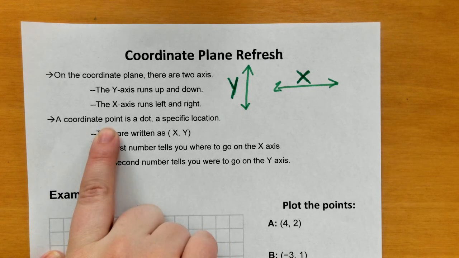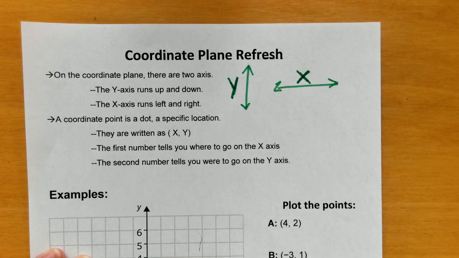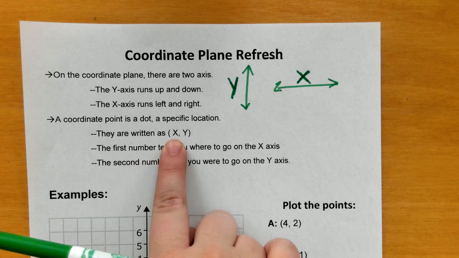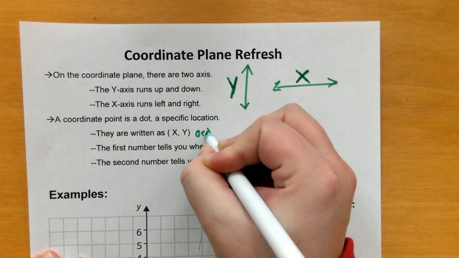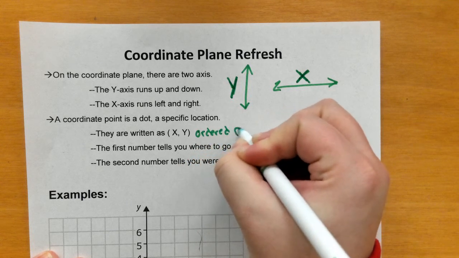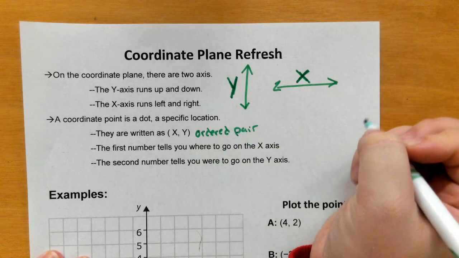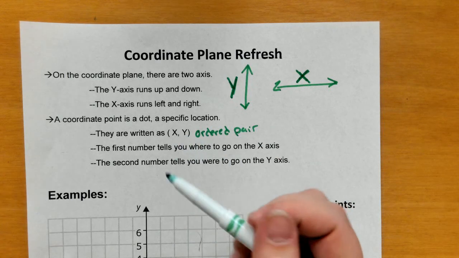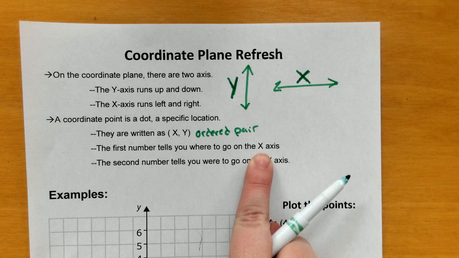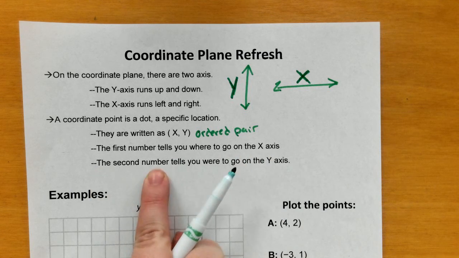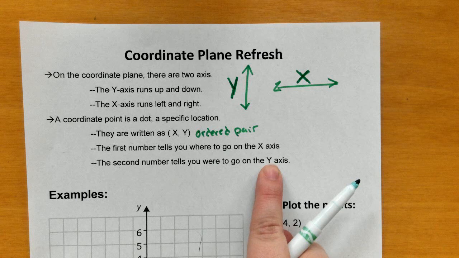So now we get into what a coordinate point is. Essentially, a coordinate point is a dot, and it's a specific location on this coordinate plane. They are written as (x, y). Okay, we call this an ordered pair, because it's two numbers and they're in a very specific order. The first number tells you where to go on the x-axis. The second number tells you where to go on the y-axis.